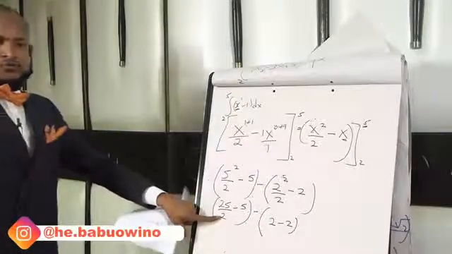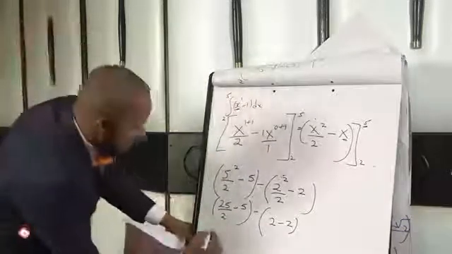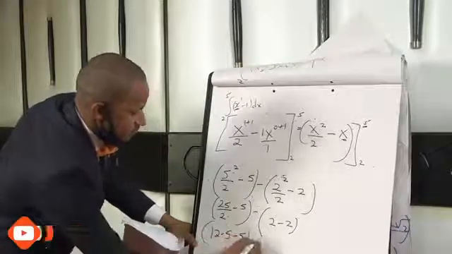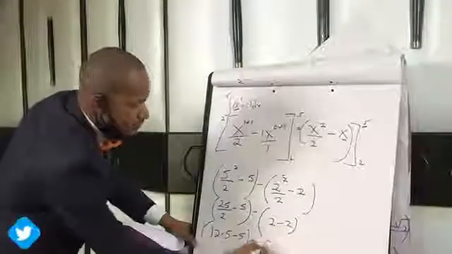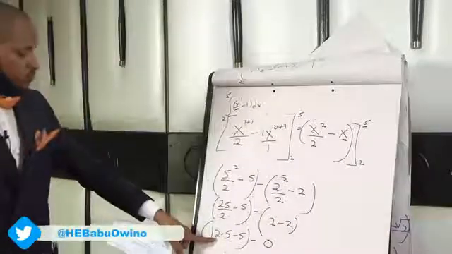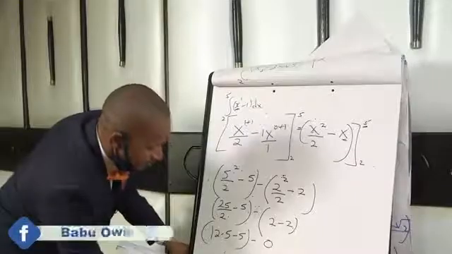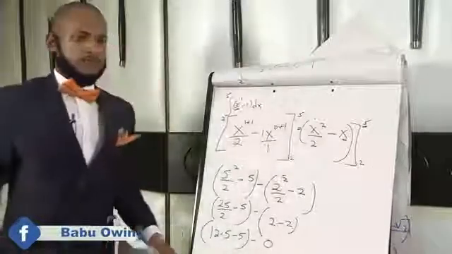25 divided by 2 is 12.5. So 12.5 minus 5 minus 2 minus 2 is 0. Therefore, 12.5 minus 5, you get 7.5. That is the value.